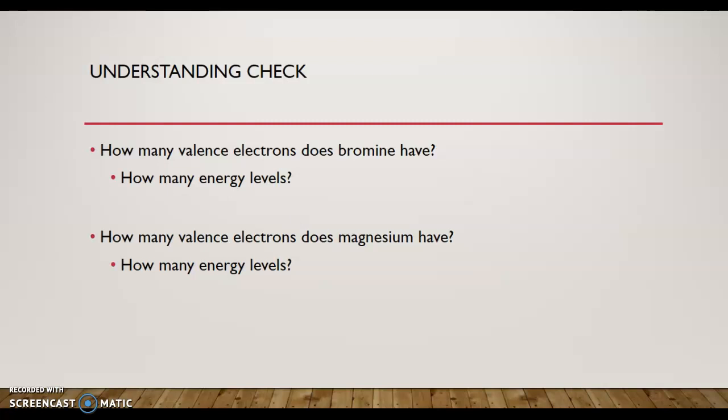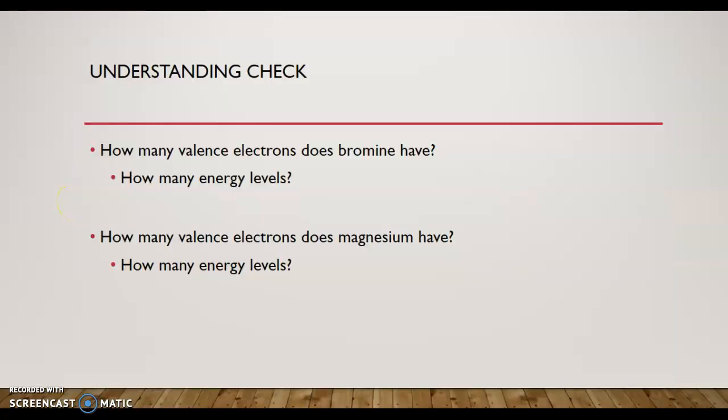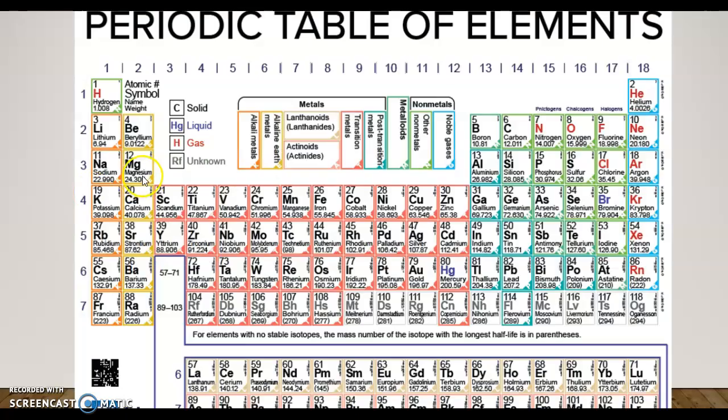Let's do a quick understanding check. So how many valence electrons does bromine have, and how many energy levels? If we come here to our periodic table, I've got bromine right here. It's in my 17th column, so it has 7 valence electrons, but it's in my 4th row, my 4th period, so I have 4 energy levels. And back here, how many valence electrons does magnesium have, and how many energy levels? Here's magnesium right here. So I'm in my 2nd column. That means I have 2 valence electrons. And I'm in my 3rd row. That means I have 3 energy levels. Okay, so pretty simple.